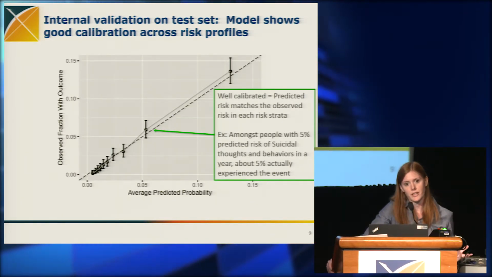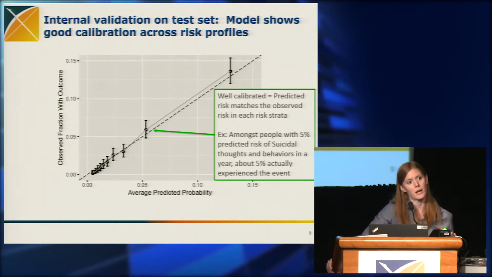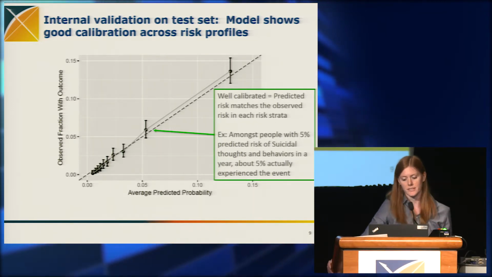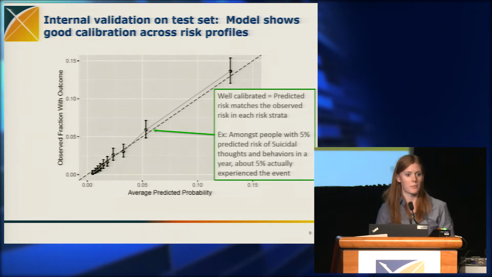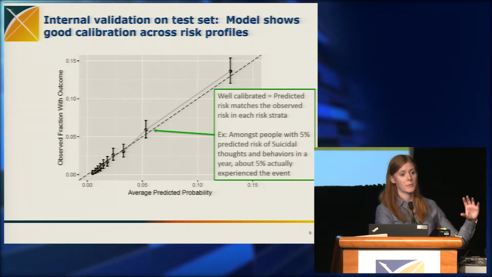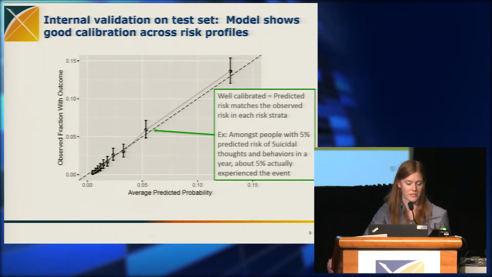Another metric you need to look at on the test set when you're doing prediction models is the calibration. The calibration for prediction models is how well your predicted risk matches your true risk. The way we determine this is that we line everyone up based on their risk assigned to them from the model. So people at the front of the line have the highest risk, and people at the back of the line have the lowest risk assigned to them by the model.